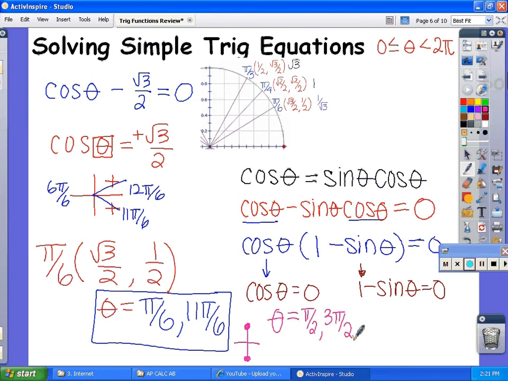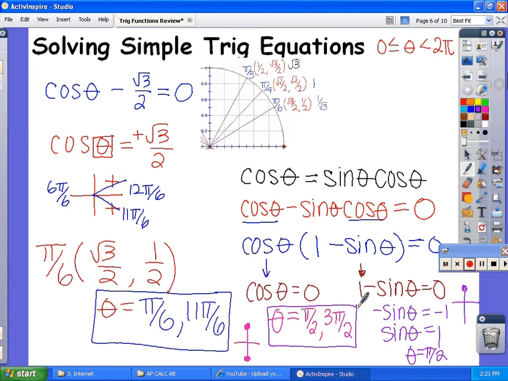For the problem to the right, a little bit different. Negative sine of theta is equal to negative 1. Therefore, sine of theta equals positive 1. When is your y value positive 1? It's at pi over 2. So your 2 answers, there aren't 3, there's only 2, are pi over 2 and 3 pi over 2. So these are some simple trig equations that we're looking at. I want to go through one that's going to be a little bit harder. And let me insert a page here.